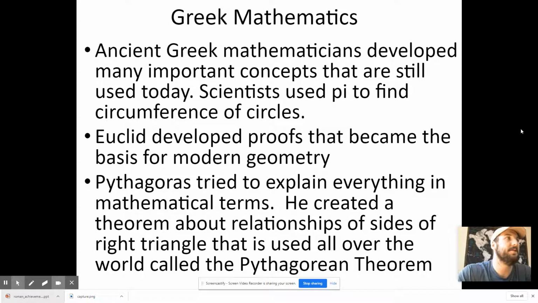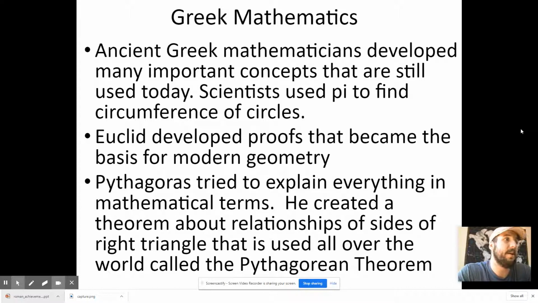Ancient Greek mathematicians developed many important concepts that are still used today. They used pi to find the circumference of circles. One famous mathematician, Euclid, developed proofs that became the basis for modern geometry. Pythagoras tried to explain everything in mathematical terms.